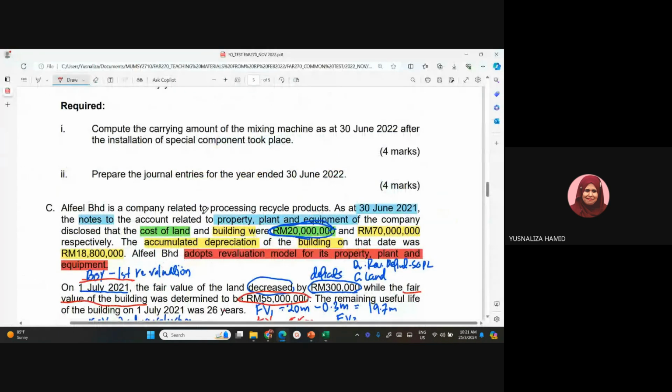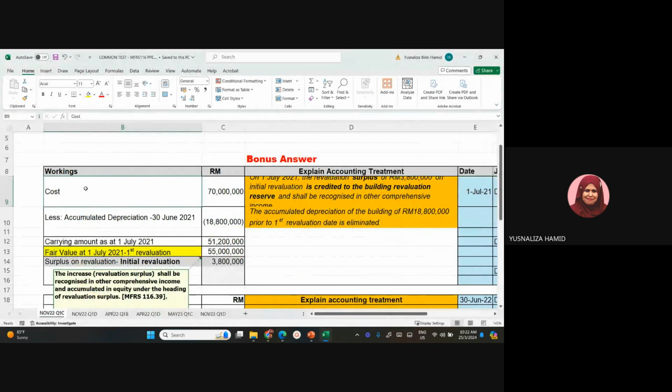So you can see the carrying amount. You need to first find out the carrying amount on the revaluation date. The first revaluation was on 1st of July. We are going to do it for building. So you have the cost here, 70, and you have the accumulated depreciation, 18.8. So what you need to do is find out the carrying amount on 1st of July 2021. To do that, you will take the cost, remember the cost given earlier, 70 million, and you will remove the accumulated depreciation that was given.